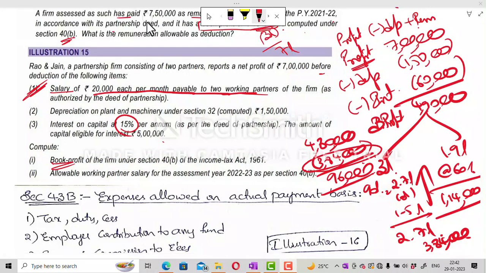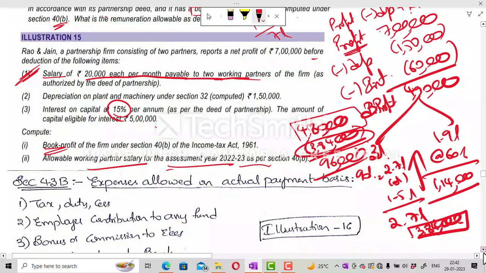Okay, that's it. So allowable working partner salary for assessment year 2023. What is the allowable salary? 3,84,000. What they have paid? 4,80,000. 3,84,000 is the allowable one.